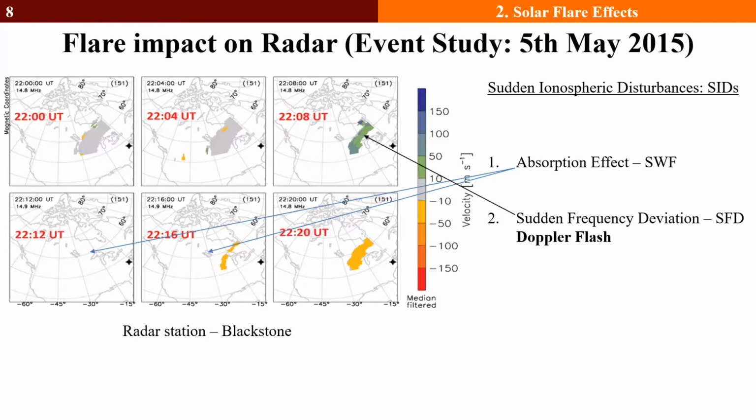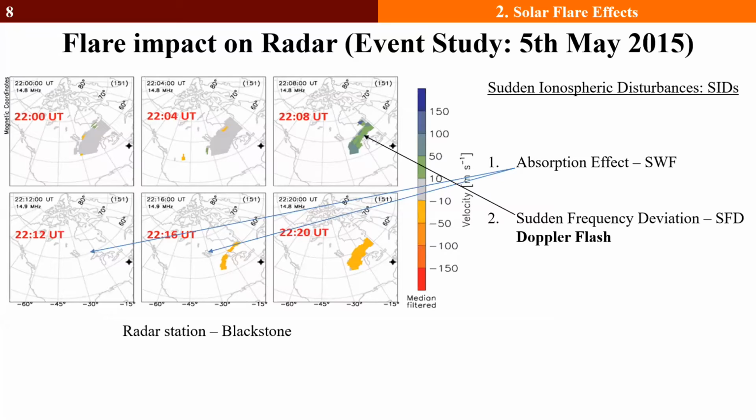So here is a flare impact on the radar. I'm using data from the 5th of May 2015. This is a radar fan plot, or scan plot, from the Blackstone radar, starting from 22 UT, and all these scans are 4 minutes apart. The gray band over here is the ground scatter. You can see that just before the flare started, the gray band converted into a green band, a sudden increase in velocity. It almost reaches 100 meters per second, and then there is a complete bite out of the ground scatter band.